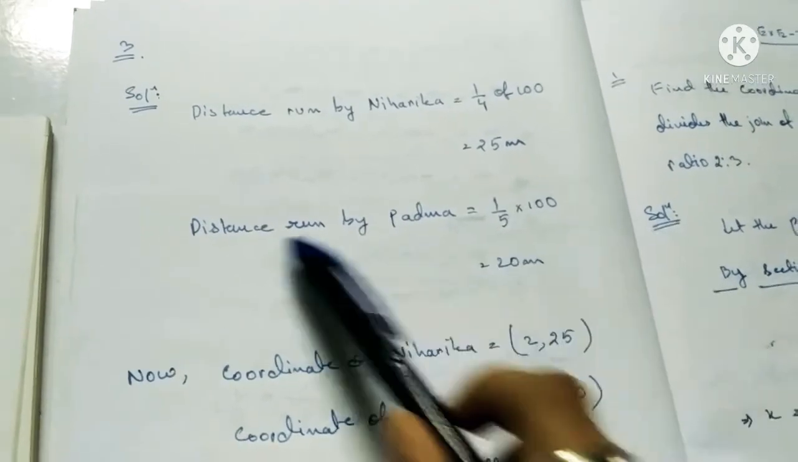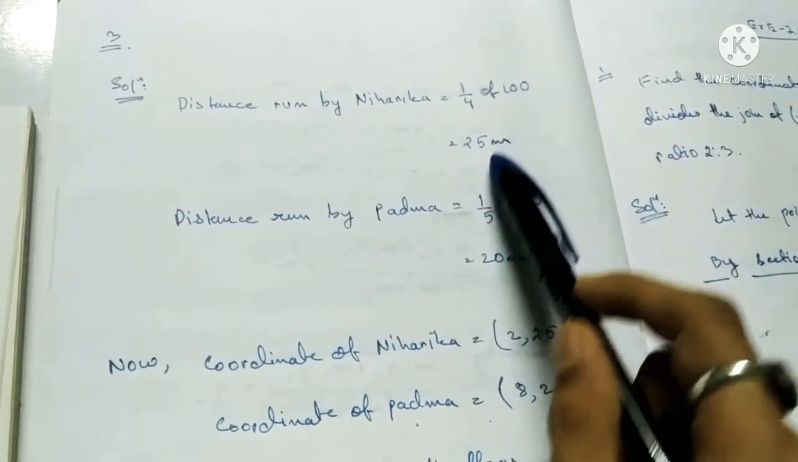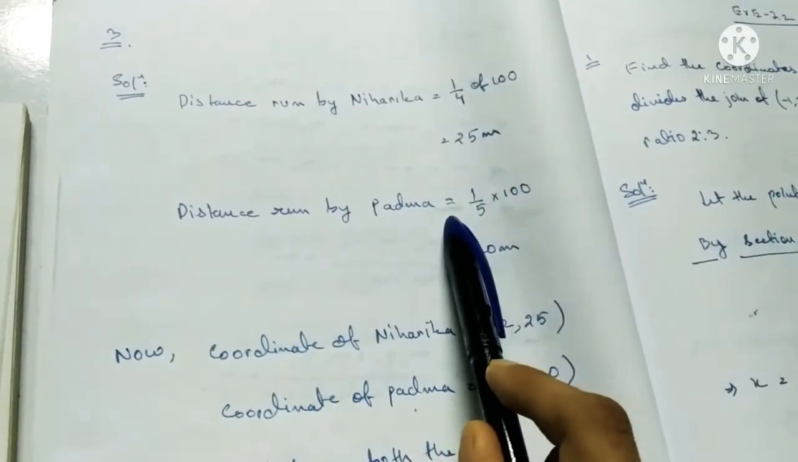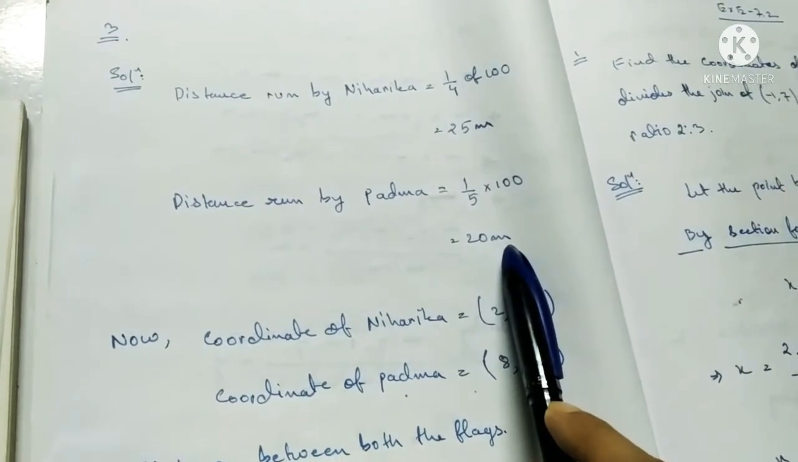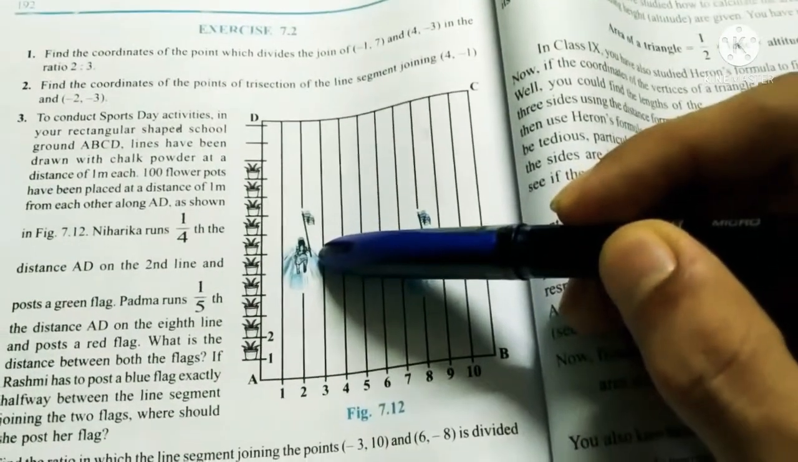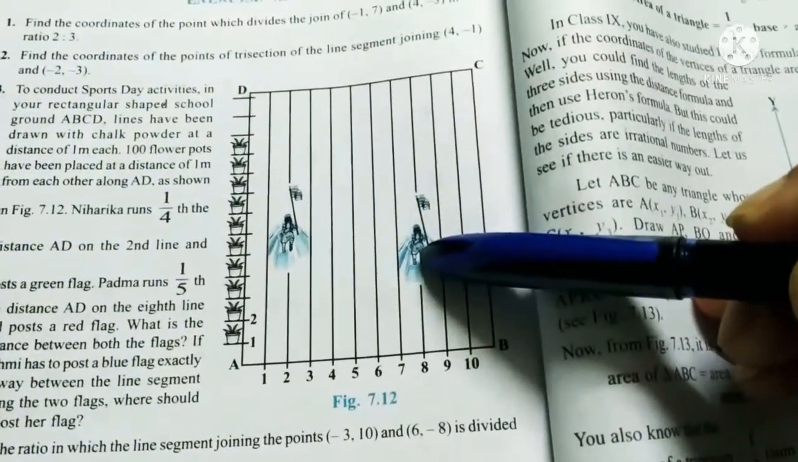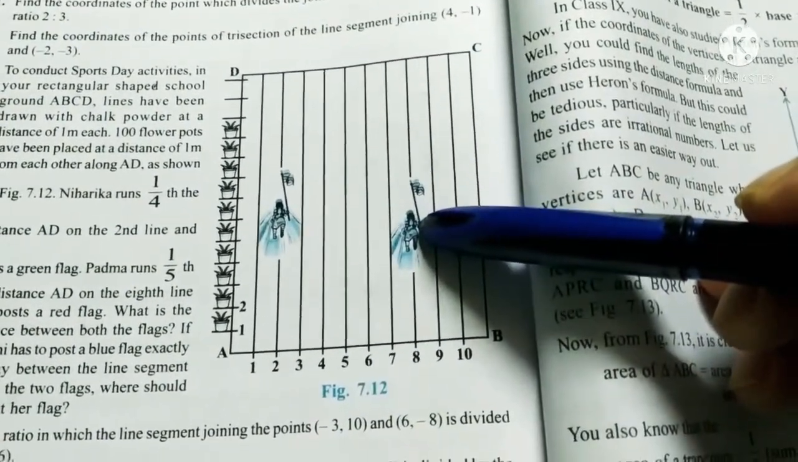Finished? So therefore, the distance ran by Niharika will be 1/4 of 100, which is 25 meters, and the distance ran by Padma will be 1/5 of 100, which is 20 meters. Finished? So this will be our Niharika and this will be our Padma. 25 meters she has gone and this one she has gone 20 meters.